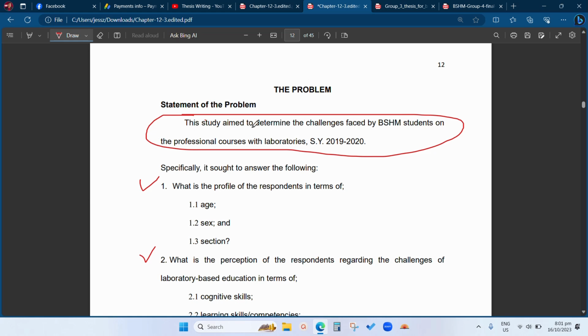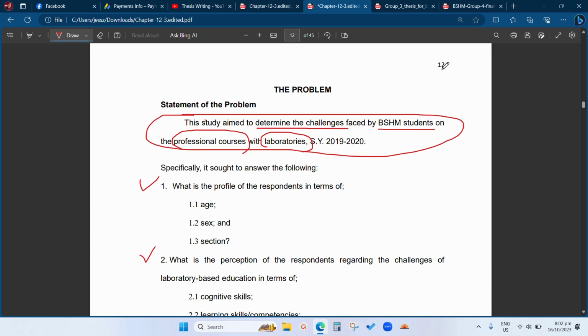So this study aimed to determine the challenges faced by BSHM students on the professional courses with laboratories, school year 2019-2020. So the objective of the study is to determine the challenges faced by the BSHM students on professional courses with laboratories. So this is the statement of the problem. The conclusion must answer the statement of the problem, which can be found on page number 12 in chapter 1.